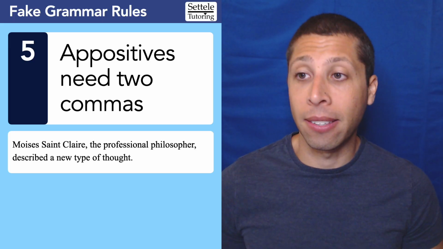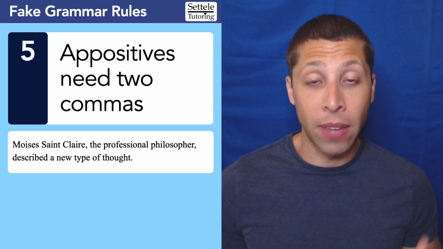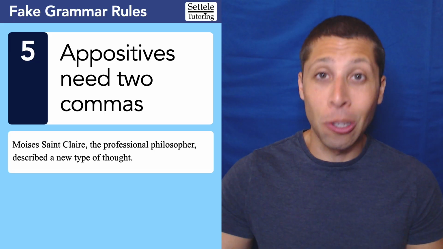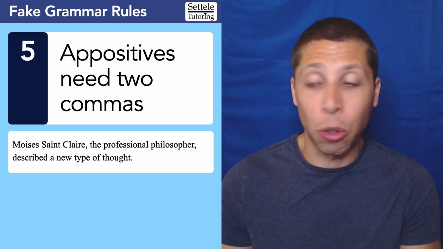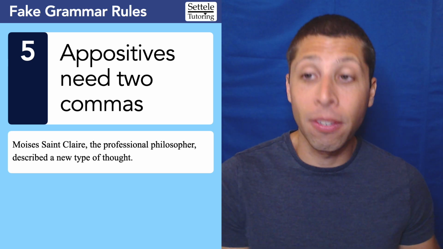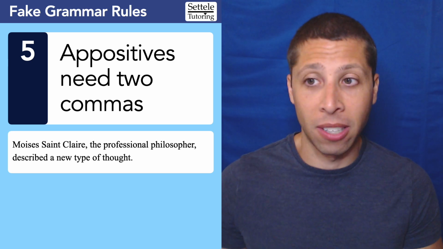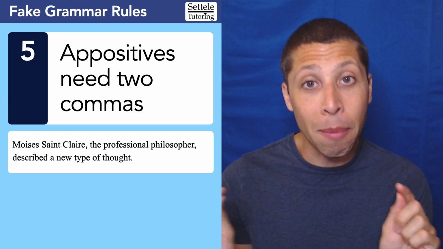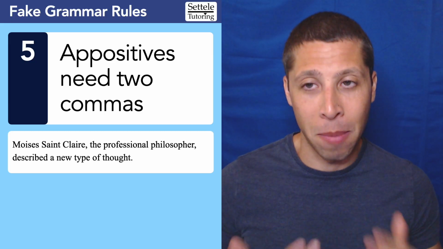We might have a sentence like, Moises St. Clair, the professional philosopher, described a new type of thought. This seems like a sentence that you could write. You know, we have the main person we're talking about, and then we have a little bit of a descriptive clause, an appositive, that's giving us more information about Moises St. Clair. Who is he? What's his deal? He's a professional philosopher. So we use 2 commas to separate that extra clause from the main sentence.